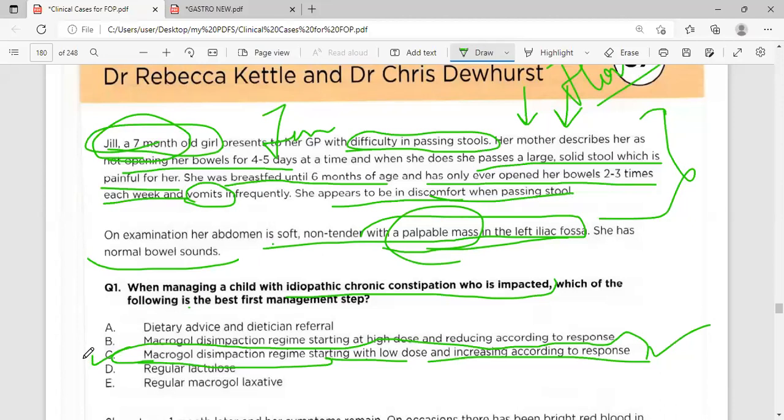So in our case, we are going for this. Dietary advice or regular lactulose, these all will be later.